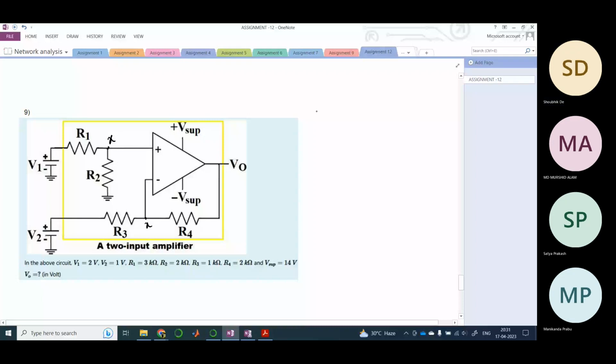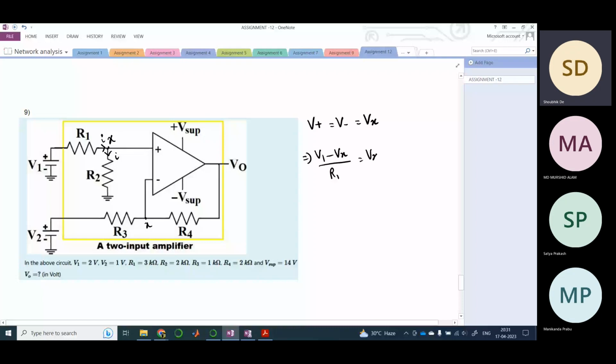Now we can calculate the potential at Vx. If we consider this current to be I, no current would be entering if this path is open. So V1 minus Vx by R1 is equal to Vx minus 0 by R2, because this is grounded. V1 is 2, so 2 minus Vx by 3k equals Vx by 2k.